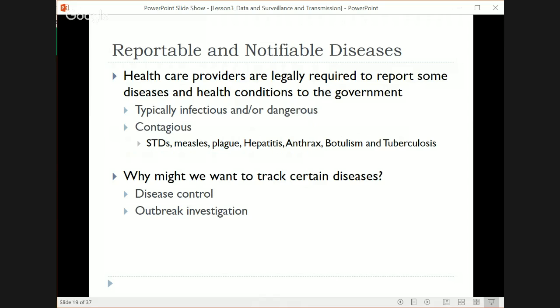And again, why do we want to track certain diseases? Well, for disease control, right? You can't understand the disease if we don't know who has it. You can't control the disease, the outbreak, if we don't know who has it. And the other thing is just for outbreak investigation, to determine if the level of cases is rising above what we would normally expect to be occurring.